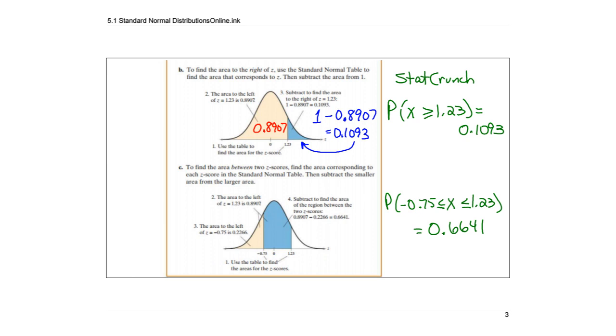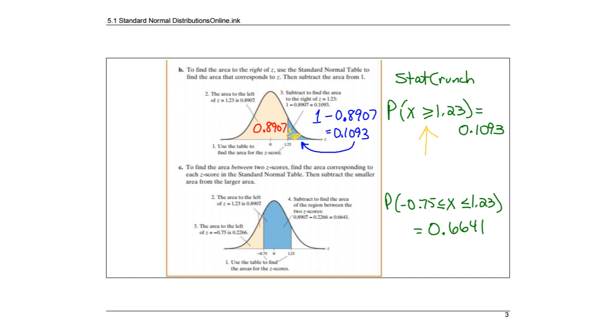Now for these, we're still going to use StatCrunch, but notice for this first graph, the area is to the right. So what that means is we need to use a greater than sign. Remember, our inequality is going to point in the direction where we want to go. So our z-score is 1.23, but this time we don't want to go to the left, we want to go to the right, and StatCrunch lets us do that.